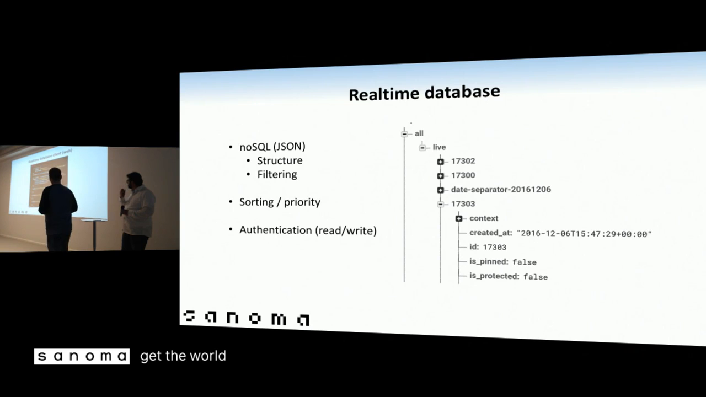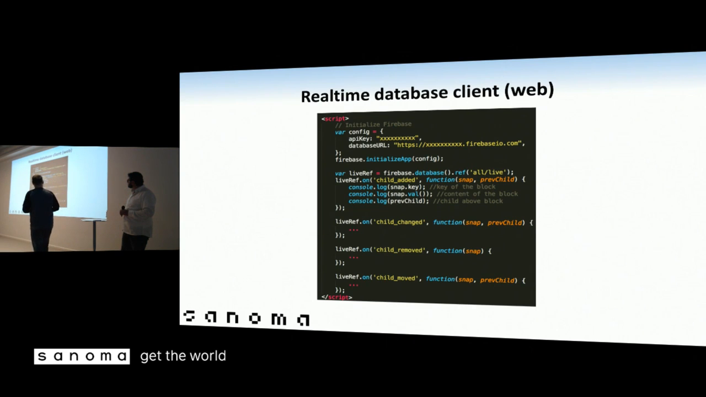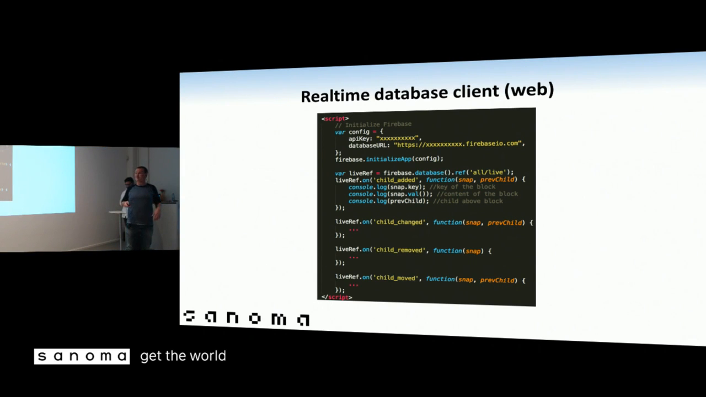So that. Here we have an example of the JavaScript client. This config part is actually generated by Firebase. So when you're inside your Firebase application, you can say, I want to create a new web app, and then it generates this part of code. And then you can add your own listeners to it. This is a very brief example.